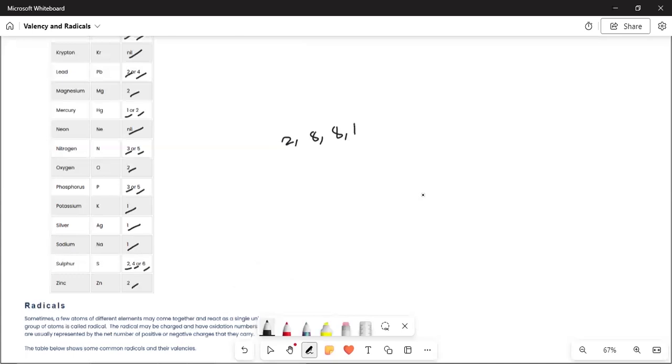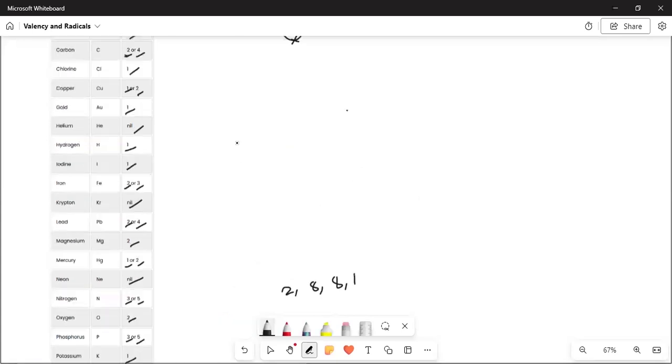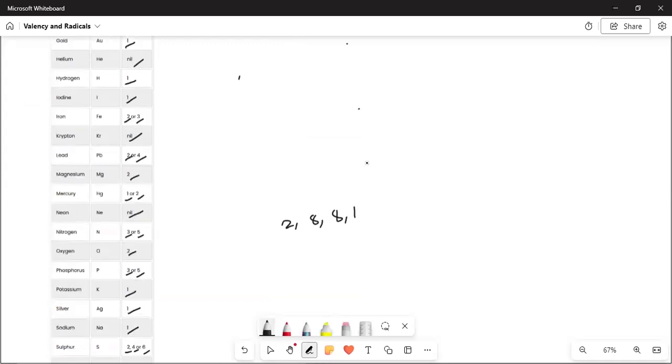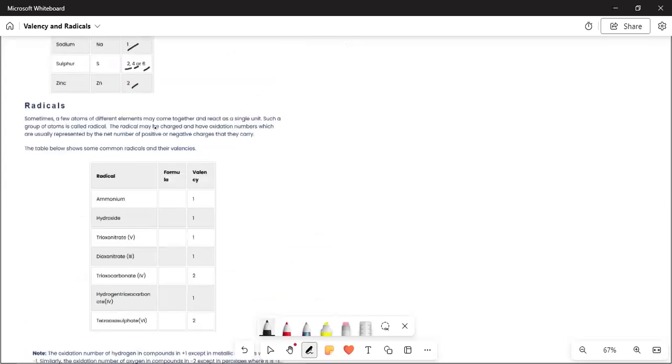So that is that for valency. In summary, it is the number of electrons lost or gained during chemical combination, or the combining power of an element or a radical. Now, what are radicals in the first place?